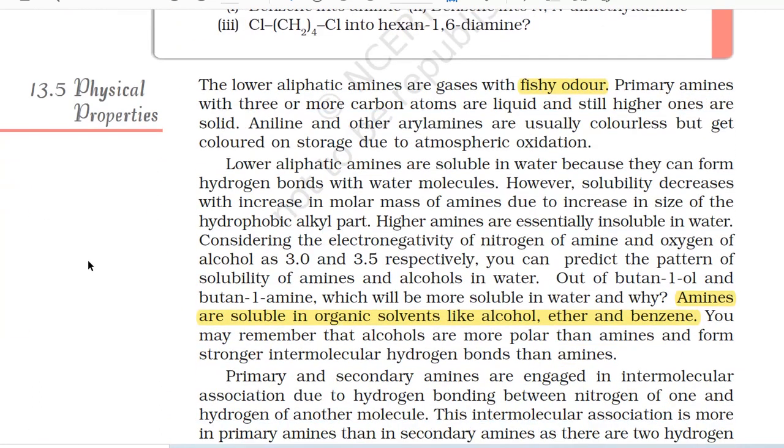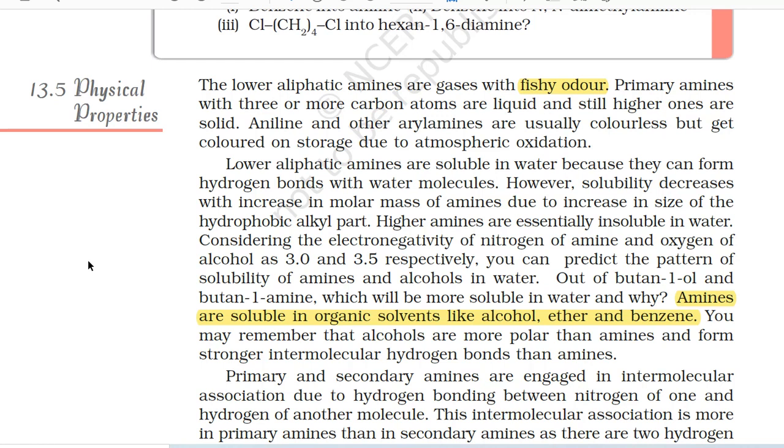13.5 Physical properties. The lower aliphatic amines are gases with fishy odor. Primary amines with three or more carbon atoms are liquid and still higher ones are solid. Aniline and other aryl amines are usually colorless but get colored on storage due to atmospheric oxidation.